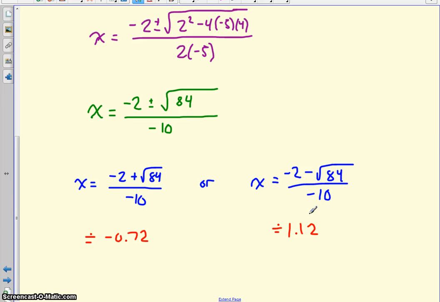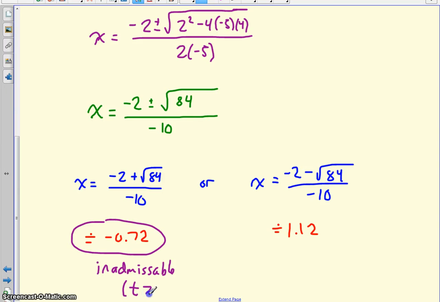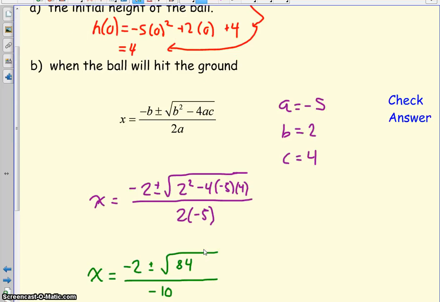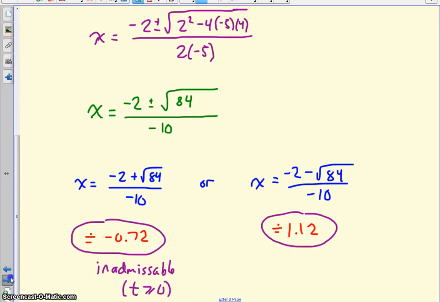Looking at both these answers here, you can say that this one is inadmissible, because time can't be negative, so t has to be greater than or equal to 0. So it means the ball is going to hit the ground after 1.12 seconds. Okay, so let's keep going.